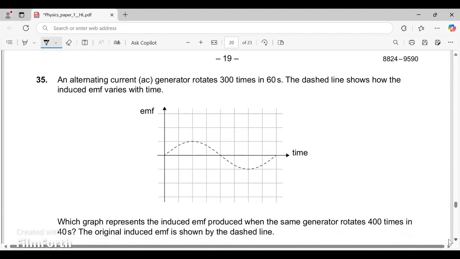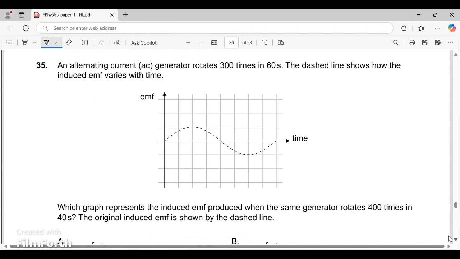Next, that's 5. An alternating current AC generator rotates 300 times in 60 seconds. The dashed line shows how the induced EMF varies with time. The diagram's graph represents the induced EMF produced when the same generator rotates 400 times in 40 seconds. The original induced EMF is shown by the dashed line.